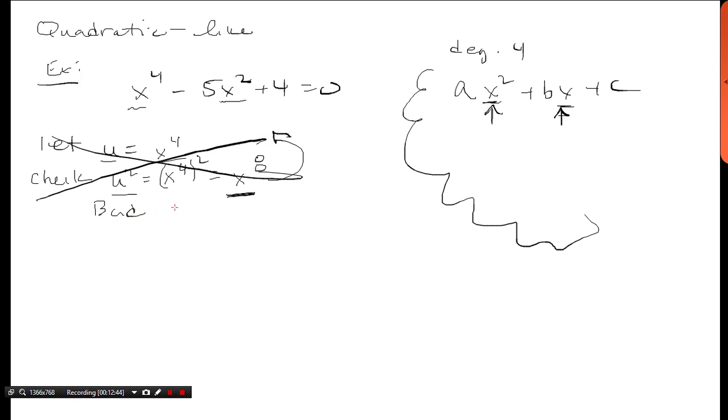That's a bad choice of u. So let's try the other one. Let u equal x squared, so that u squared is equal to my choice squared. This is my check: it equals x to the 4th.